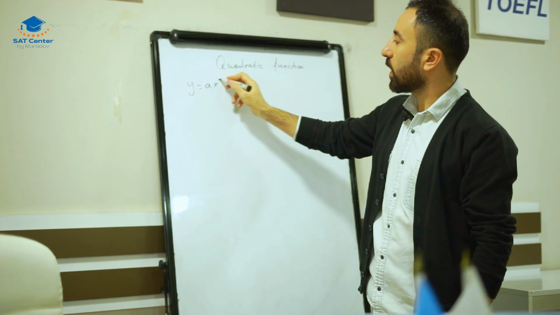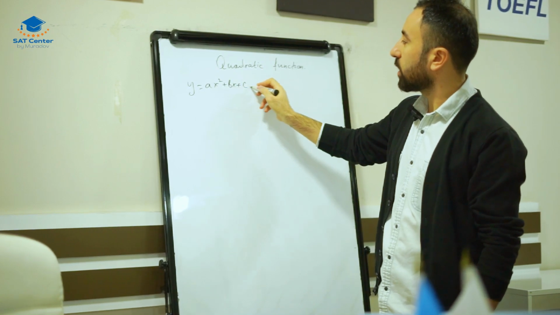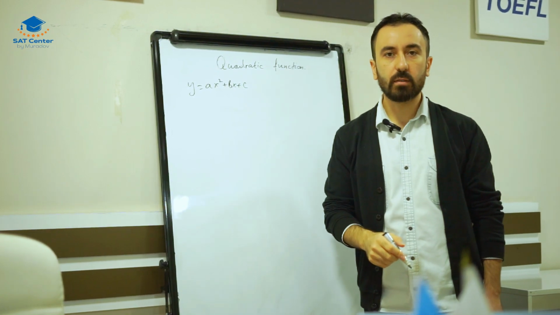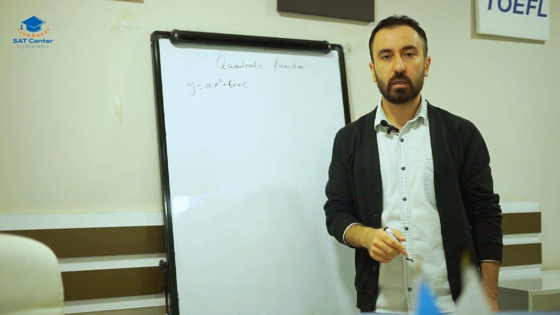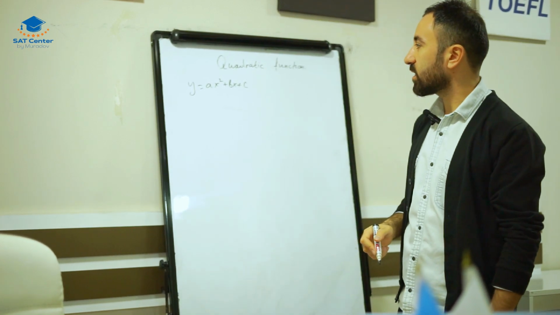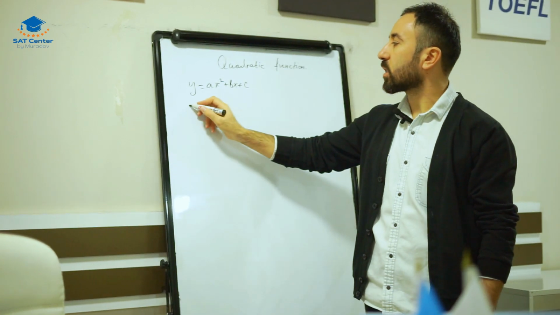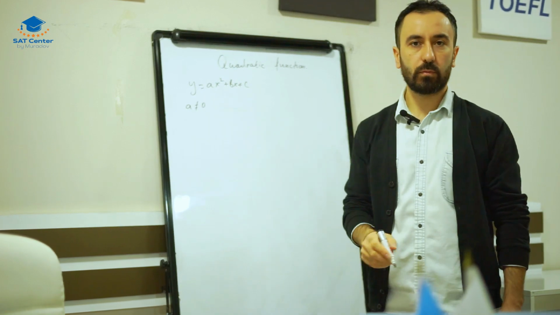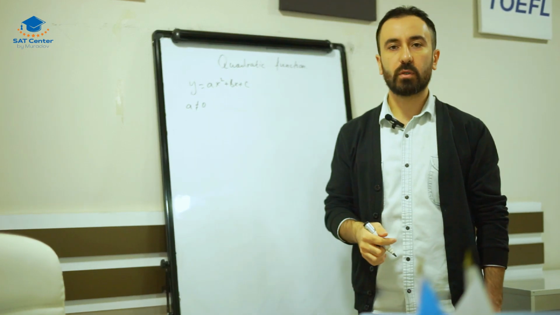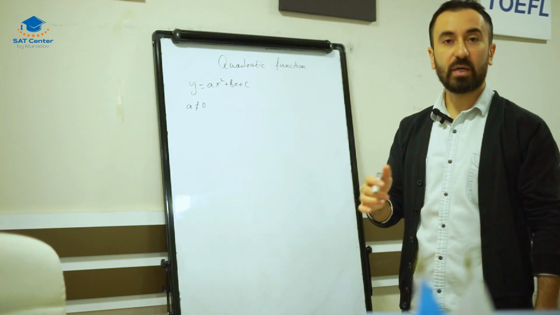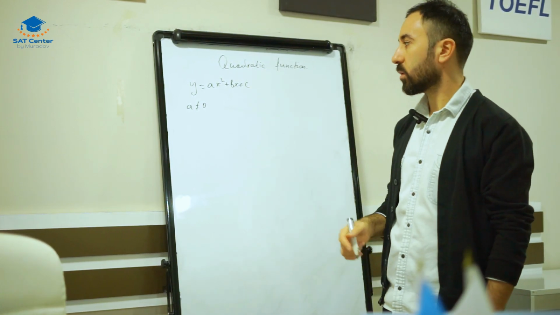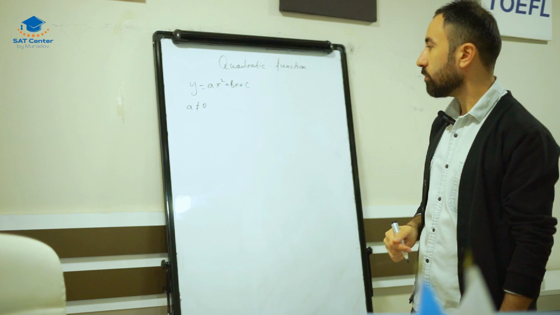Y equal to ax squared plus bx plus c. This is general form of quadratic function. A, B, C are different numbers here. A could not be 0. It should be different number, different than 0. Maybe positive, negative, any real number except 0.